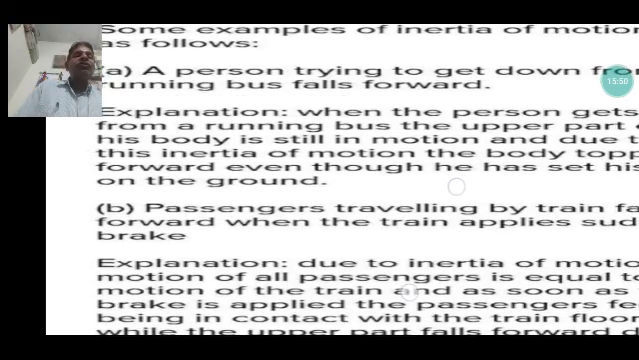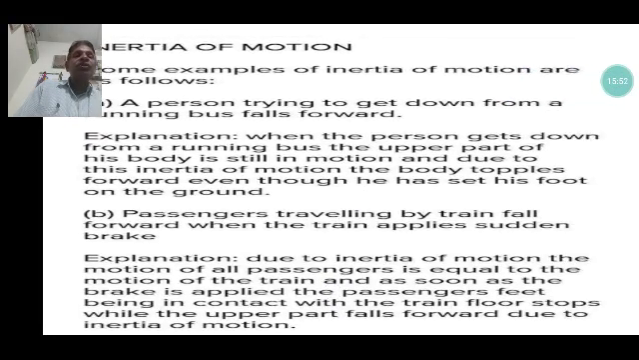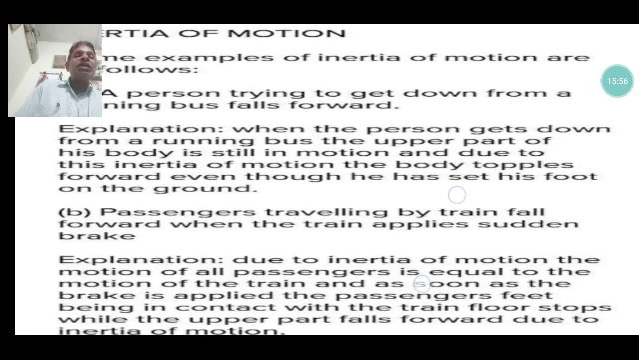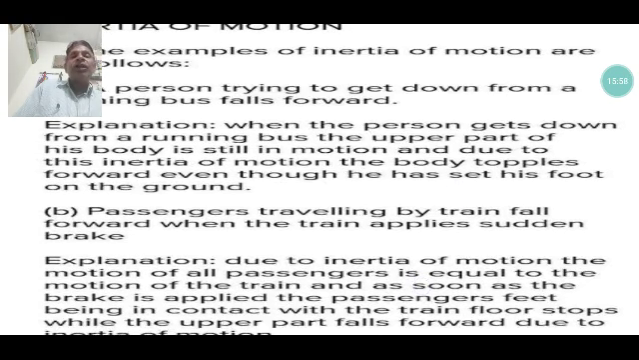The explanation is that when the person gets down from a running bus, the upper part of his body is still in motion, and due to this inertia of motion, the body topples forward even though the foot rests on the ground.